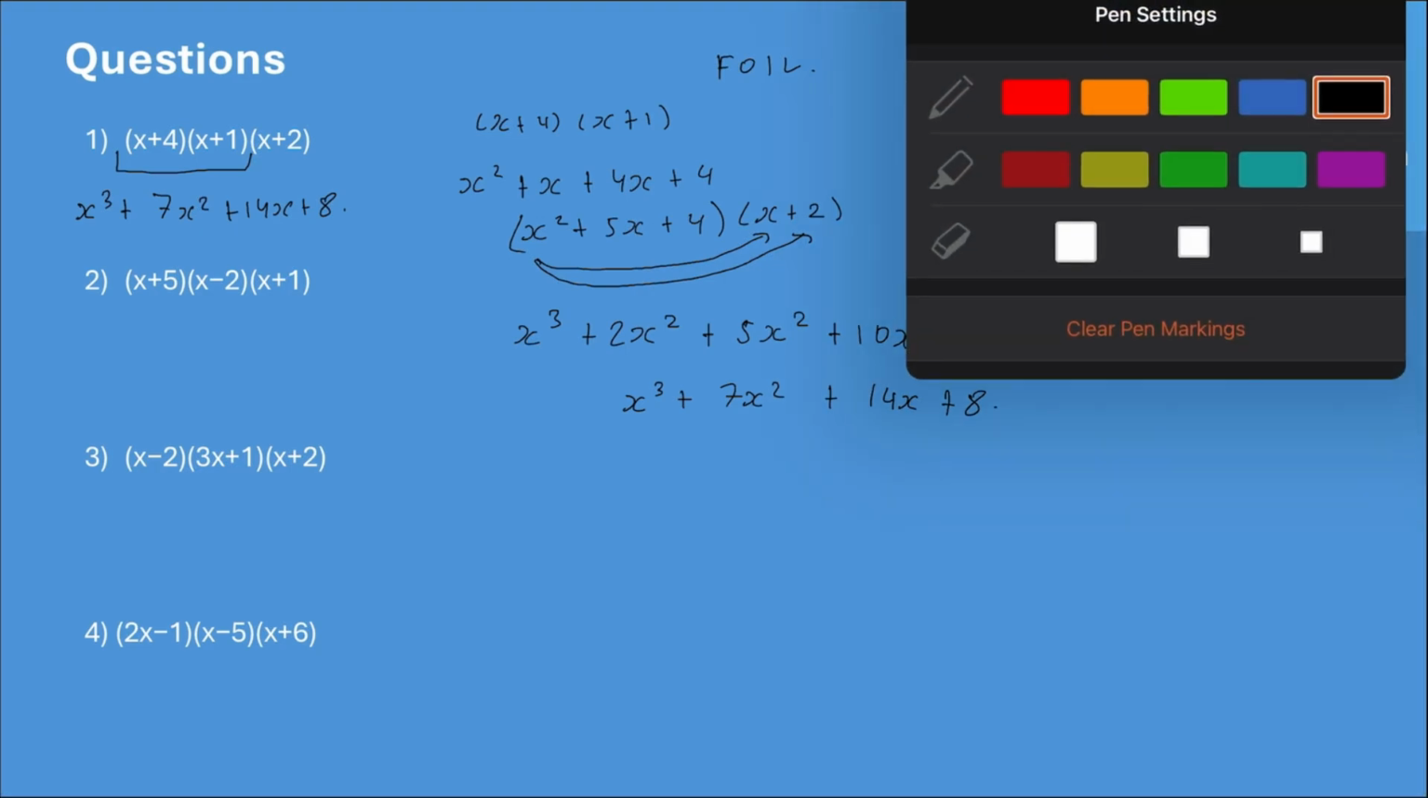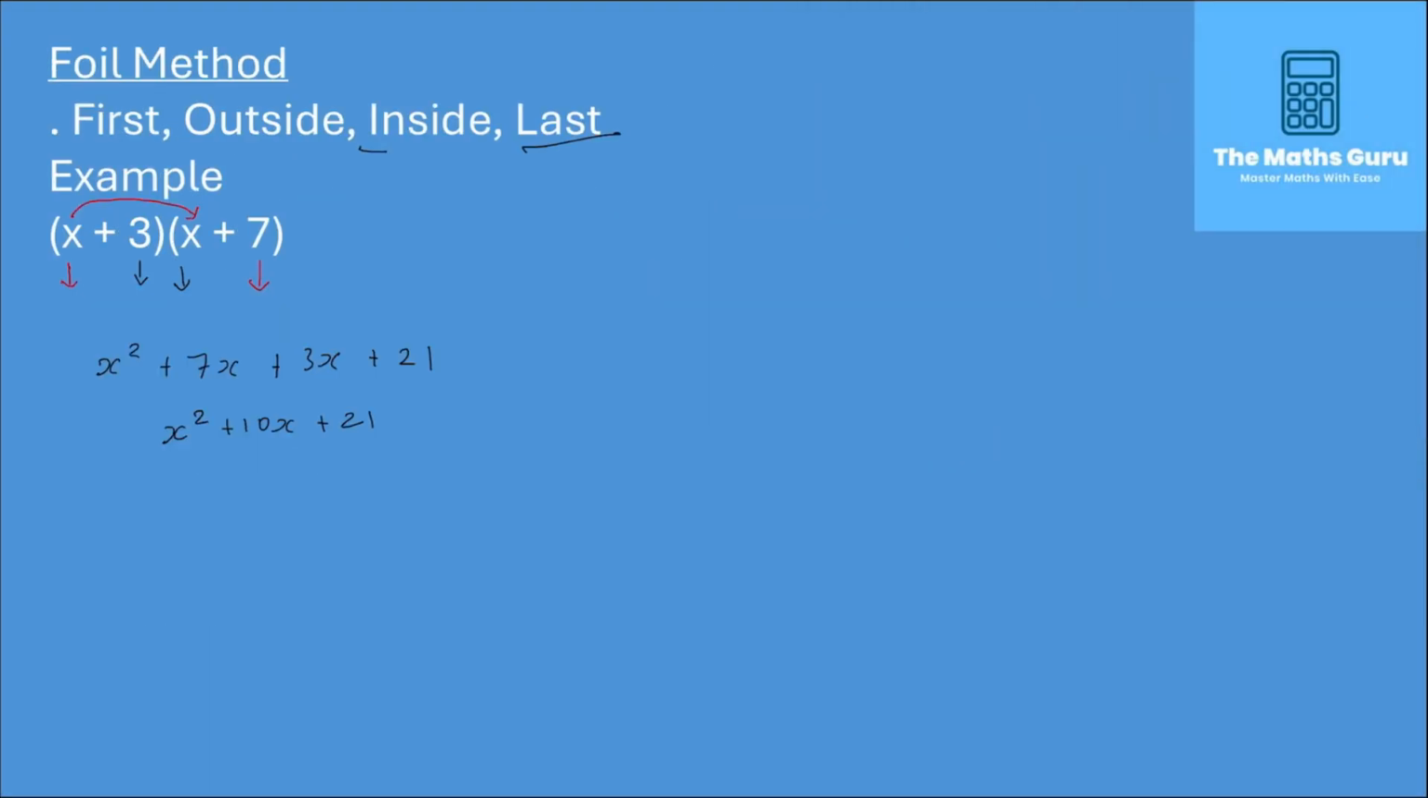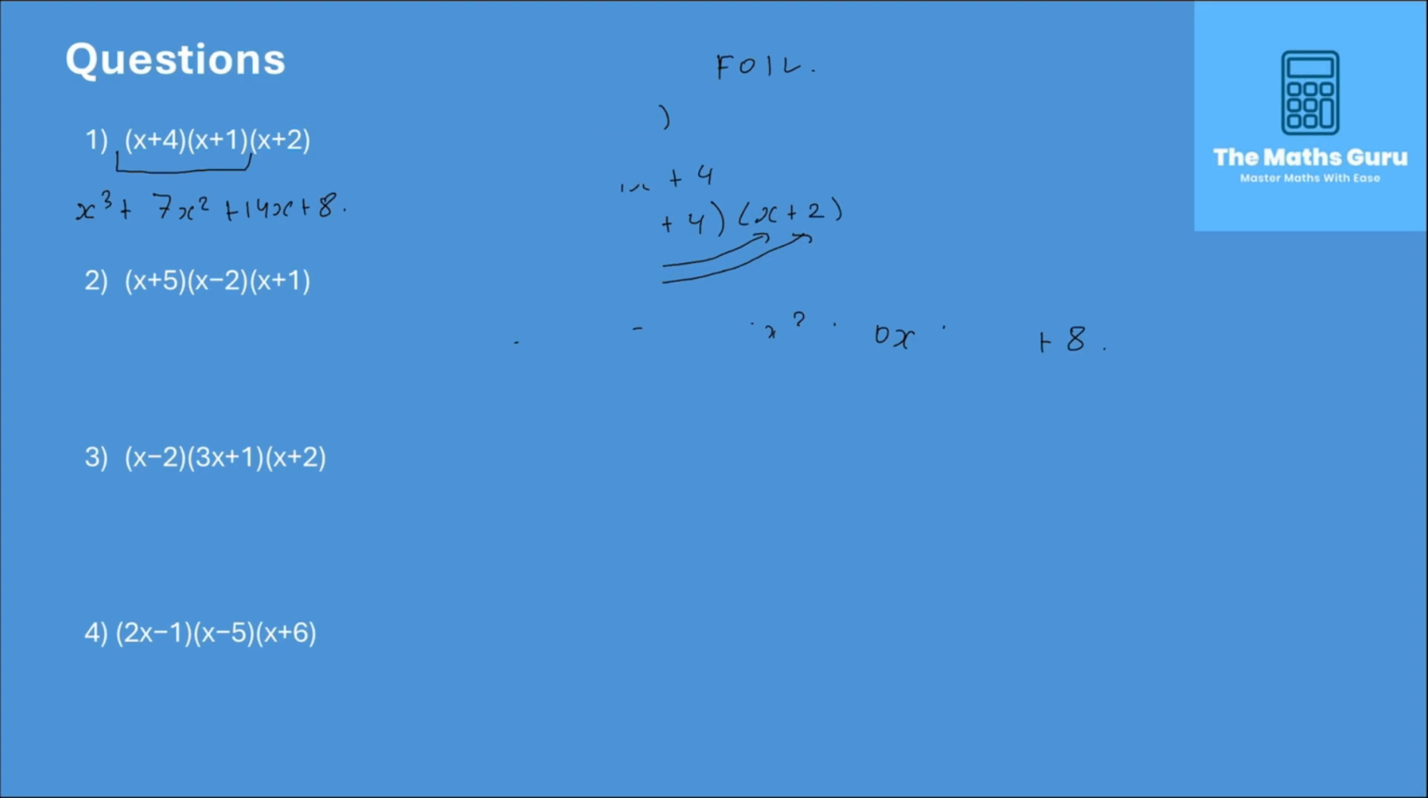Now, moving on to the second question. We're going to conduct the exact same method to expand our triple brackets. So we're going to write our x plus 5 and our x minus 2 as our first two brackets. Then conducting our FOIL method, we're going to get x squared.